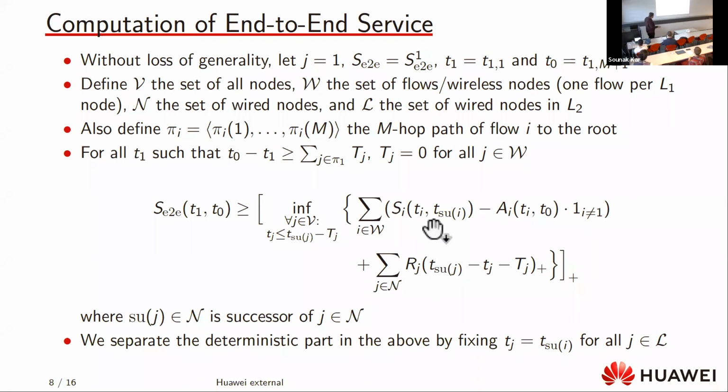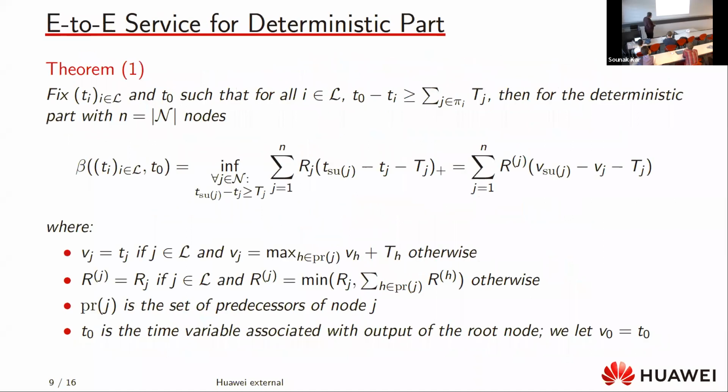The only thing that is common between them is the successor of i. Basically, it's in layer L, in the set L, and T_j here might also be in set L. So what we do is fix this T_j, in this case for all j in L, and then we separate the two parts. Then we can optimize the deterministic part independently this way. Okay, so let's do that.